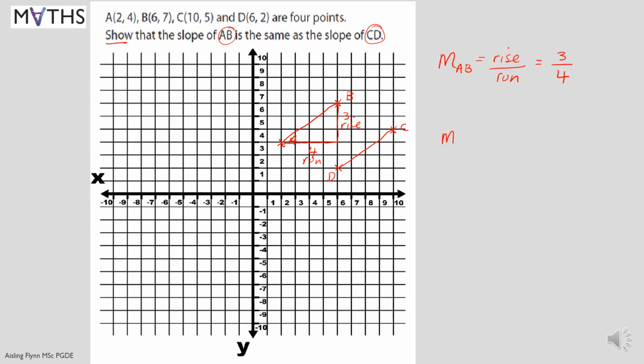Okay, let's repeat that for line CD. Now you can start at C or D, it doesn't matter. We usually work from left to right, so I'm starting at D this time. Run across until I'm directly under C. So you can see the run is 4. Okay, and rise up till I hit C, that's 3 boxes.